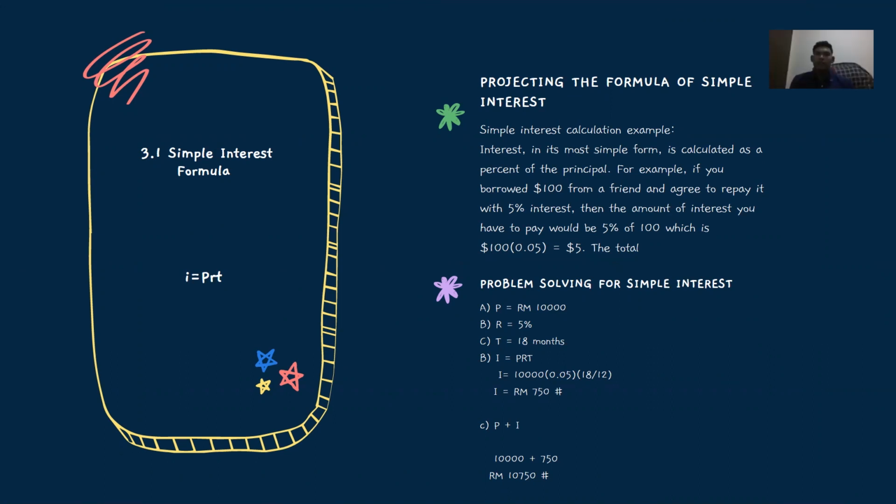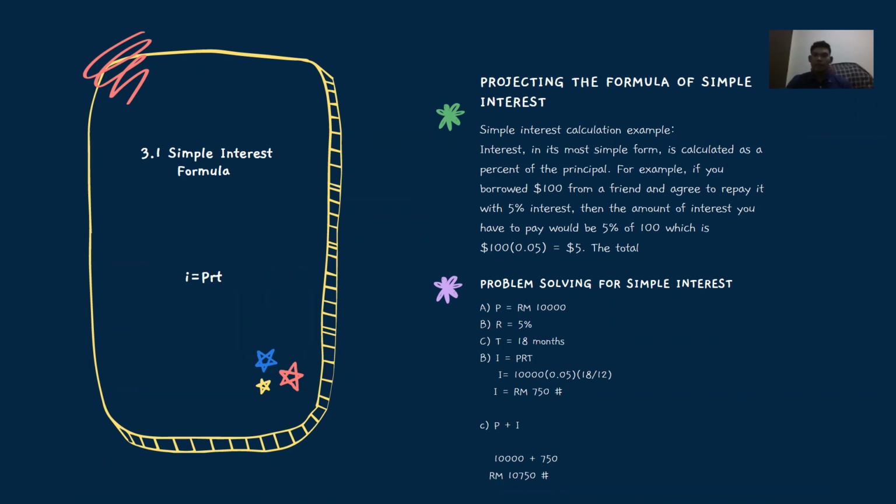Thank you, Danish Haiqal. So my part is about the simple interest formula. I equals PRT, where I stands for simple interest, P stands for principal, R is the rate of simple interest, and T is the period of investment. So the next slide is projecting the formula of simple interest.